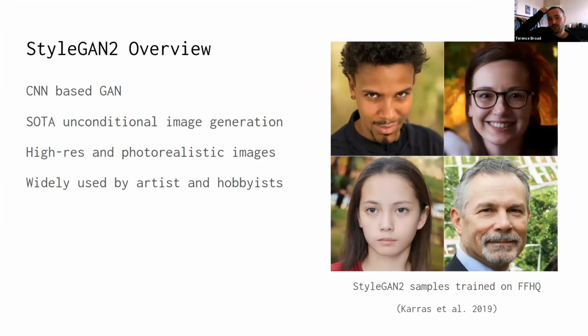StyleGAN2, which is the GAN that we're going to be working with, is a CNN-based GAN. It's the state of the art in unconditional image generation. It can produce very high resolution and photorealistic images, and it's widely used by artists and hobbyists. People train their own models using platforms like Runway ML and Google Colab. So we want to demonstrate our framework on this network because of its prevalence in the artistic community and research community as well.